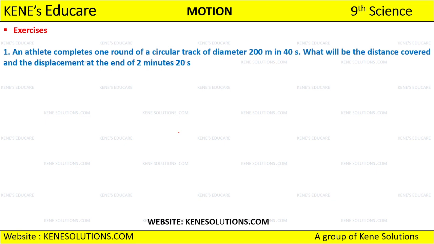So now you know the final position of the athlete is at the opposite end of the track. So the net displacement will be equal to the diameter of the track, and the diameter of the track is 200 meters. So you have to divide and multiply and you'll be able to get it.